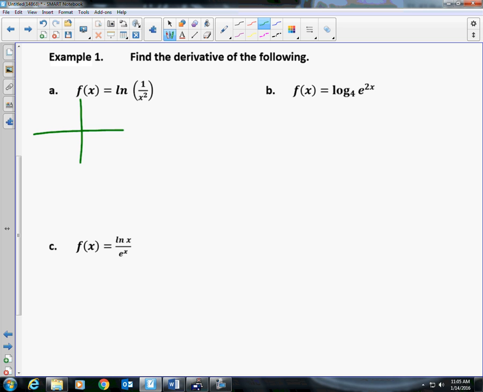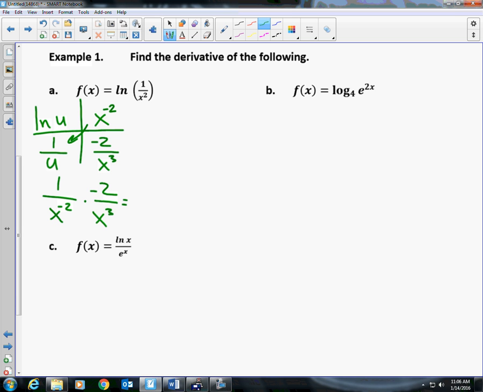Chain rule. What is the inside? 1 over x squared, which is x to the negative 2. And the outside would be the natural log of u. What is the derivative of natural log of u? 1 over u. What is the derivative of x to the negative 2? Negative 2 over x to the third. We multiply the two together and substitute the x to the negative 2 back in. We get 1 over x to the negative 2 times negative 2 over x to the third.